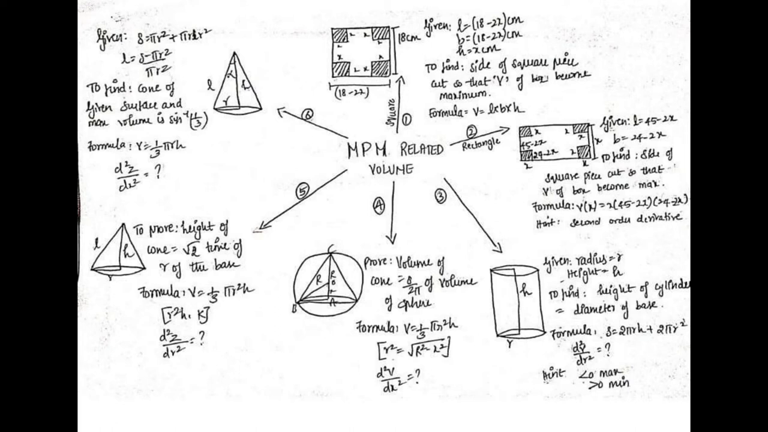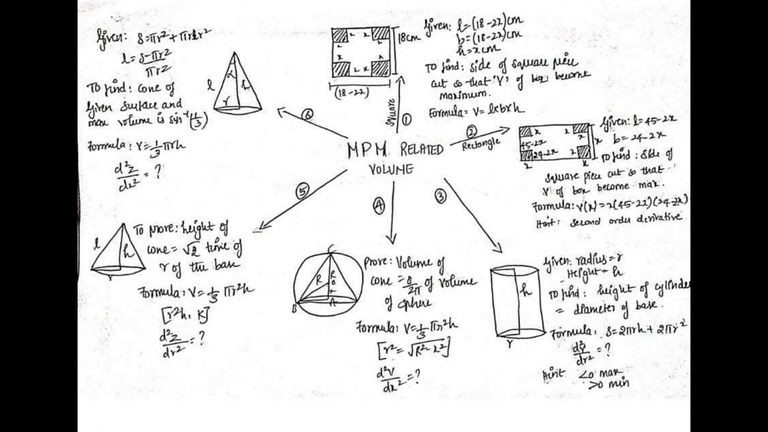Second one. Given: length is equal to 45 minus 2x. Breadth is equal to 24 minus 2x. To find the side of the square cut so that the volume of the box becomes maximum. Formula: V of x is equal to x into 45 minus 2x into 24 minus 2x. That is, V is equal to l into b into h cubic units. Hint: second order derivative.